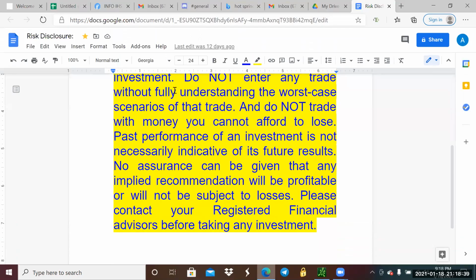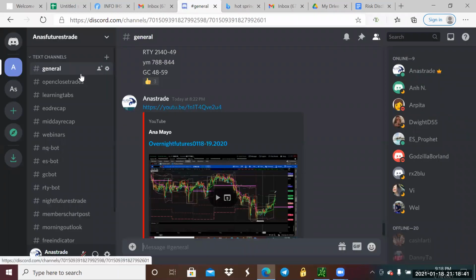Now let's go over what you need to look for. So this is the general tab. The general tab actually is where everybody goes. The general tab is like where everybody talks.